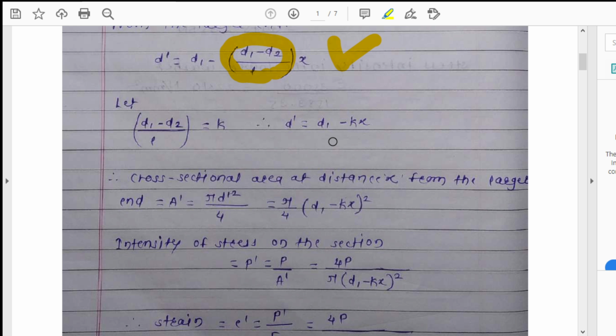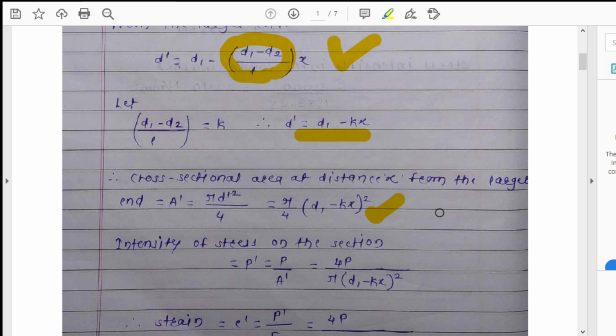Now the cross sectional area at that distance can be calculated. Since it is a rod, we consider the formula for a circle, that is pi by 4 d square, but here d is d dash. So A dash equals pi by 4 d dash square. The value of d dash here is d1 minus kx. So putting that in the formula, we get pi by 4 (d1 minus kx) bracket square. This will be the area of that section.